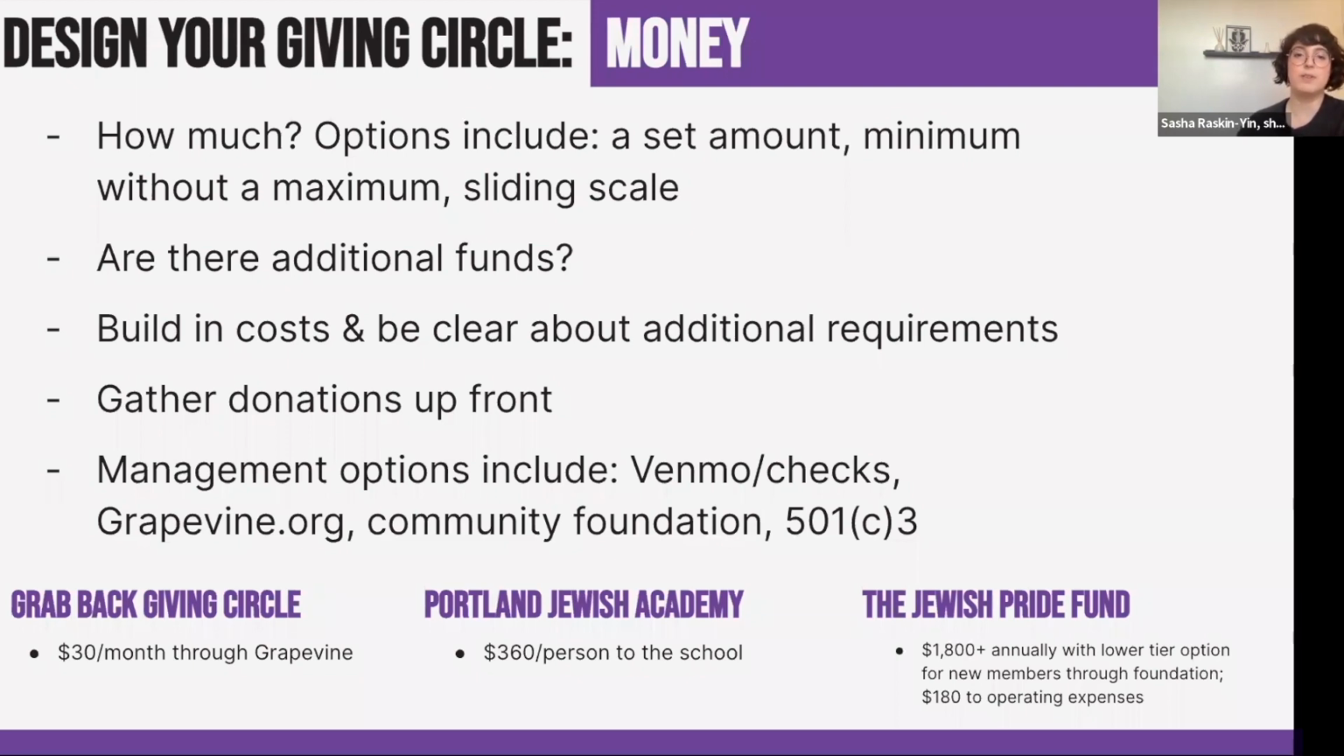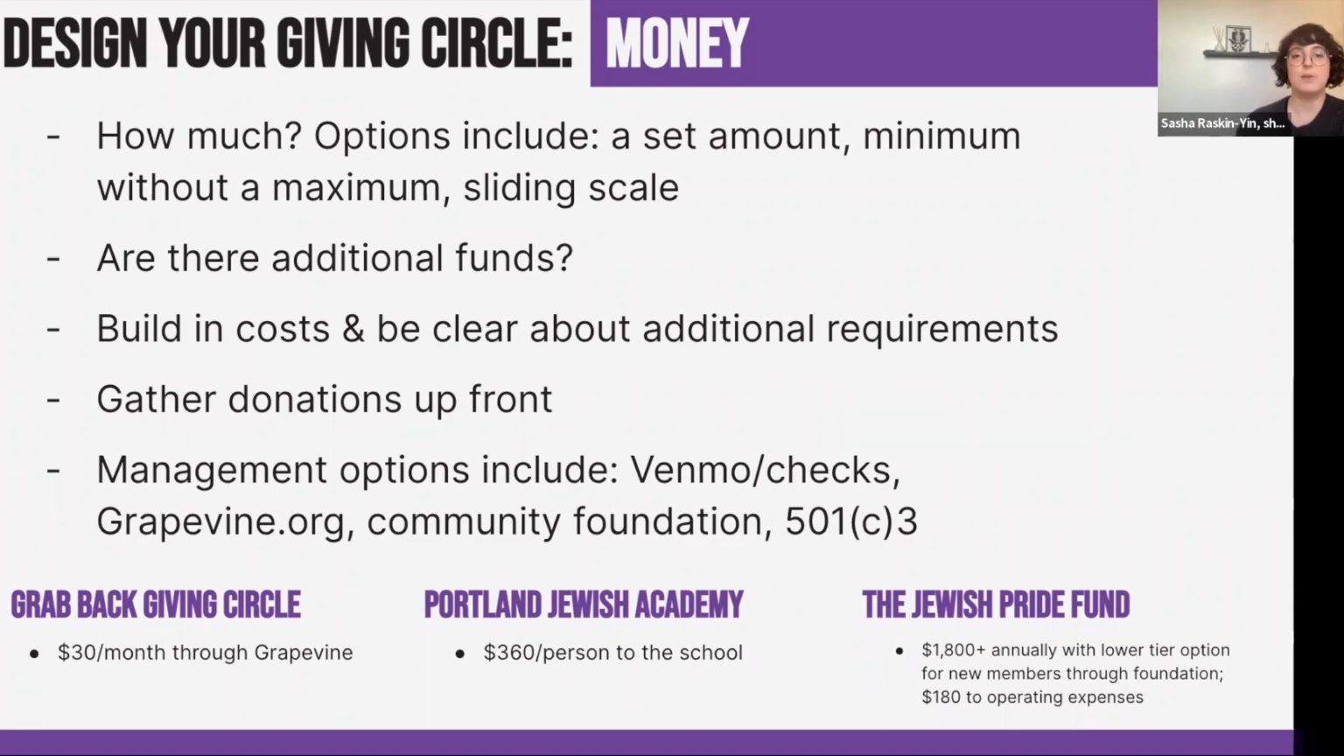The most important thing is to be clear about the expectations from the outset and to gather money up front. It is not worth chasing people down after the fact. It's really proved a challenge for giving circles over time. Consider also if there are additional funds like a match for your gift, or additional expenses or requirements that can look like paying for food, paying for a fiscal sponsor, or requiring a contribution to an annual campaign or to your organization in addition to the giving circle gift. Again, you'll just want to be upfront about these expectations and build them into the design of your giving circle.